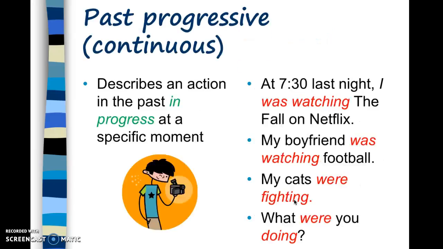So the past progressive, or we also call it the past continuous, there are two rules kind of that guide it. It can describe an action in the past in progress at a specific moment. So if I look at this, I could say at 7:30 last night, and that 7:30 last night is going to guide the rest of my sentences. I was watching The Fall on Netflix. So at 7:30 you take a picture of me, you come into my house, and I'm watching The Fall. My boyfriend was watching football. My cats were fighting. What were you doing? So at 7:30 last night, if you're taking a picture of me, I assume you're at my house.